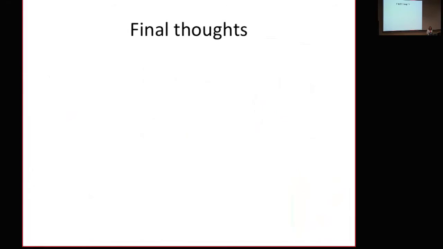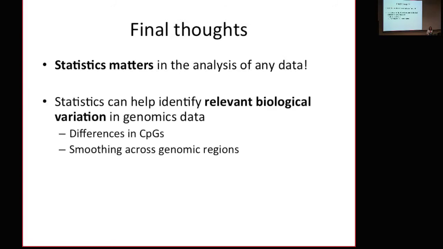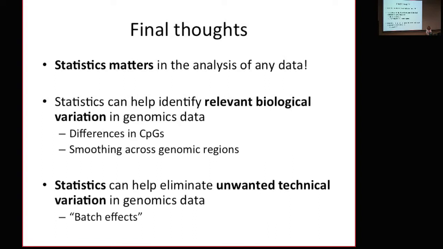So final thought, statistics matter. It's really important in the analysis of any data in genomics and in the larger data analysis community. Statistics can help identify relevant biological variations. So for example, finding differences in CpG sites, smoothing across genomic regions, and then statistics can eliminate unwanted technical variation in your data. So for example, batch effects, which are very scary.